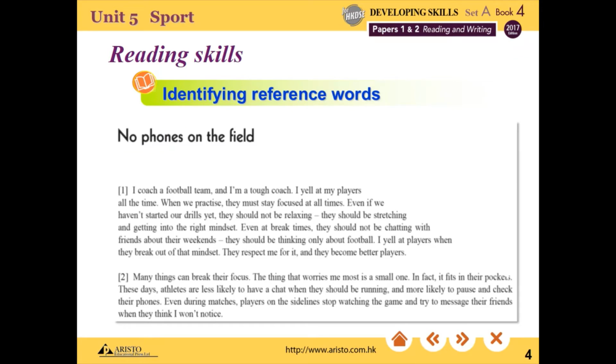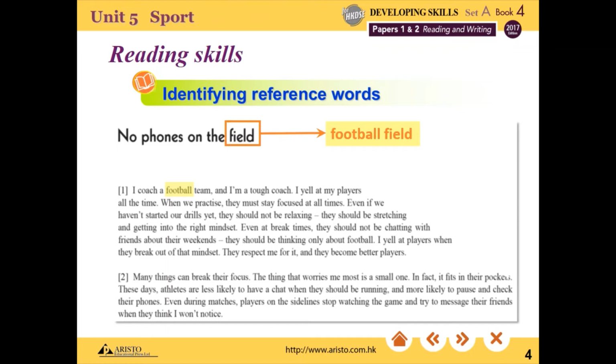Let's take a look at a passage. First, let's focus on the word field in the title. What is it about? What kind of field is this? How can we find out what it refers to? In the first line, we see the word football mentioned, so we can immediately understand that this field probably has to do with a football field.